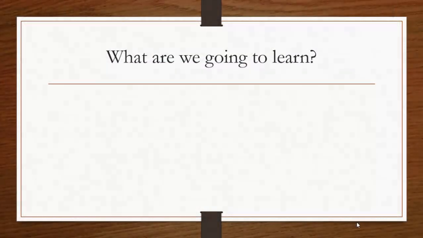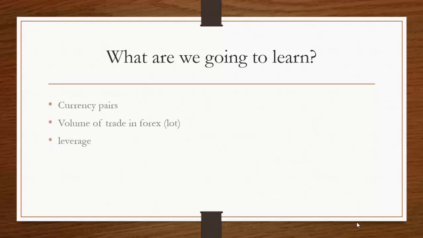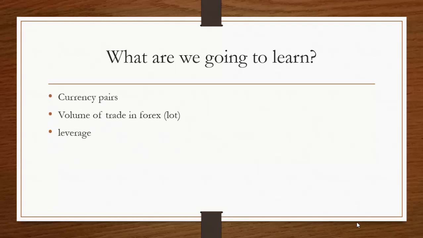Okay, let's see what we are going to learn in this part. We will know symbols and what currency pairs are. Then if someone asks you what AUD USD means, you will have an answer. We'll cover what a lot is, as the volume of trade in this market, and finally the magical feature of the Forex market, which is called leverage.